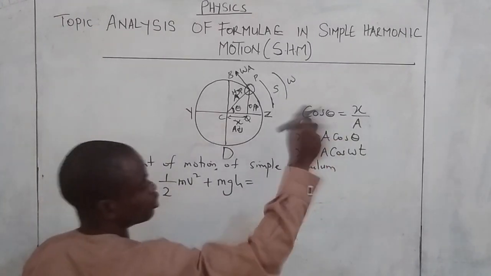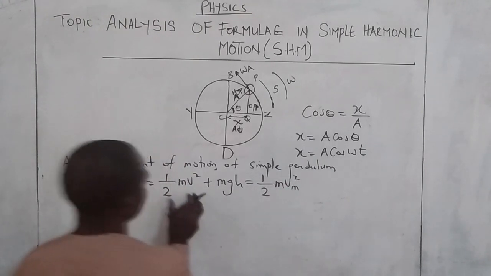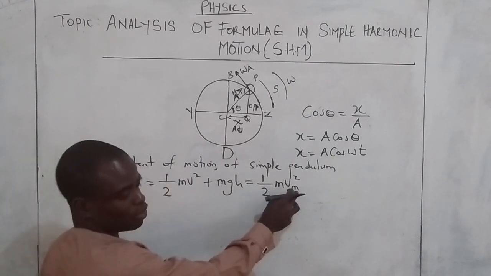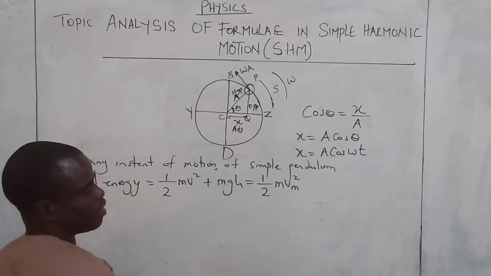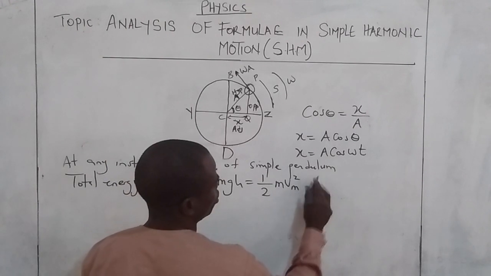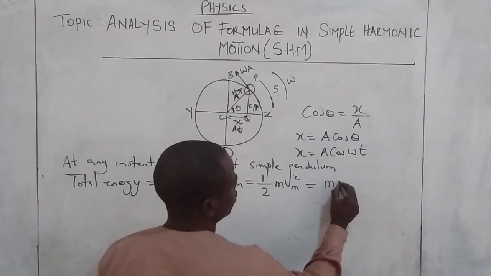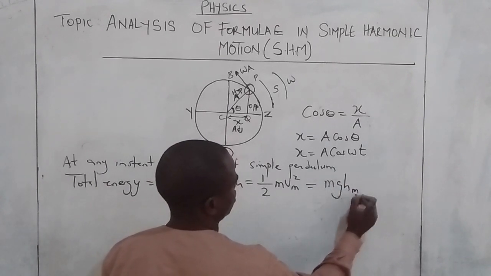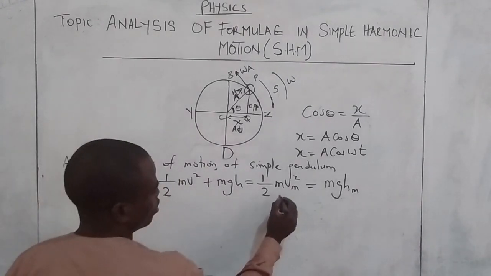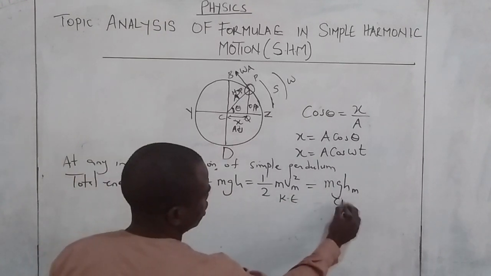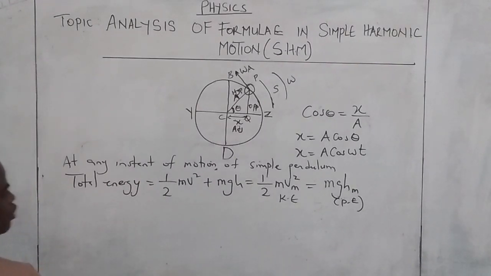But when it reaches the extreme end, you now have half mv_max squared. It's still the same thing, but you introduce max to show that it has reached the maximum kinetic energy, which is at the center, and also maximum potential energy equals mgh maximum. The two are maximum when kinetic energy is at the middle, and potential energy is at the extreme end, when it's vibrating or moving.